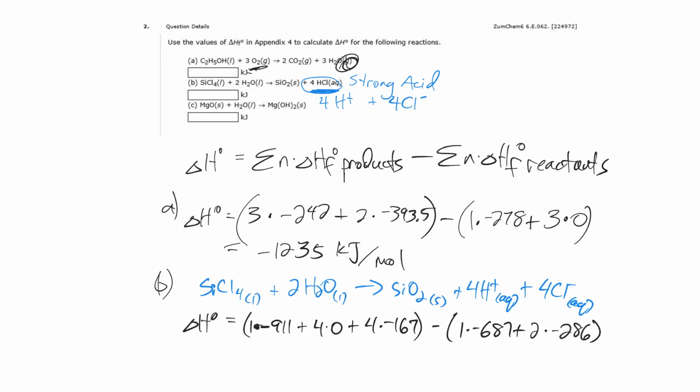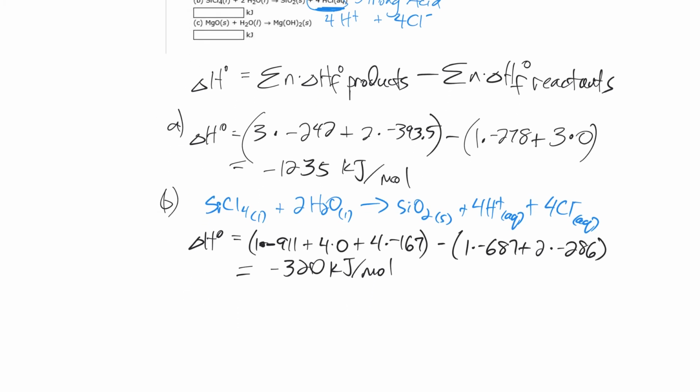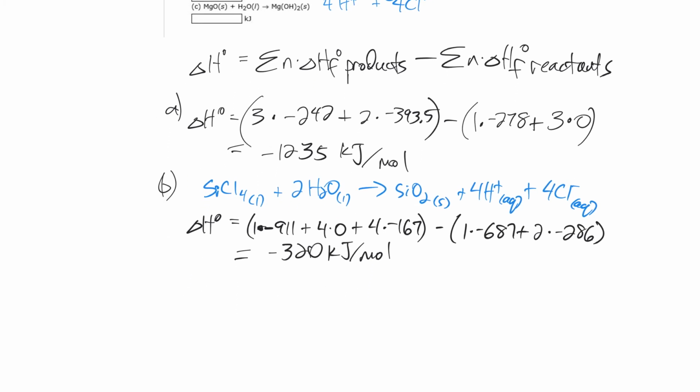Once you've got this set up, it's a matter of just crunching numbers. And let's see, this one works out to be negative 320 kilojoules, or you could state that as kilojoules per mole. Part C, we have magnesium hydroxide as the product.